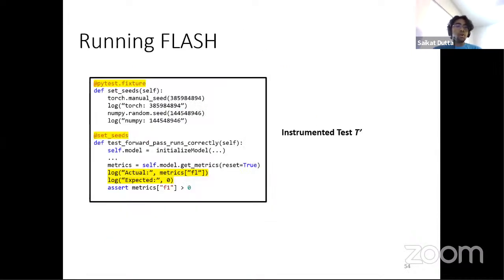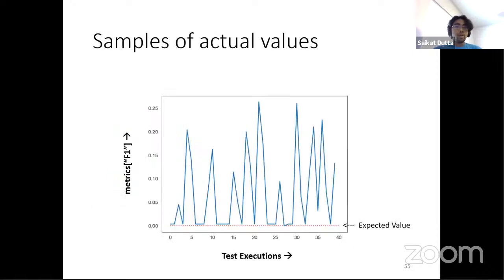So let's see how this works on the given example. In this case, Flash runs a test with different Cs in each execution. On the x-axis here, we have the different test executions, and on the y-axis, we have the F1 score. And we see that it fluctuates a lot. And Flash decides that it needs 40 samples to decide about this test.